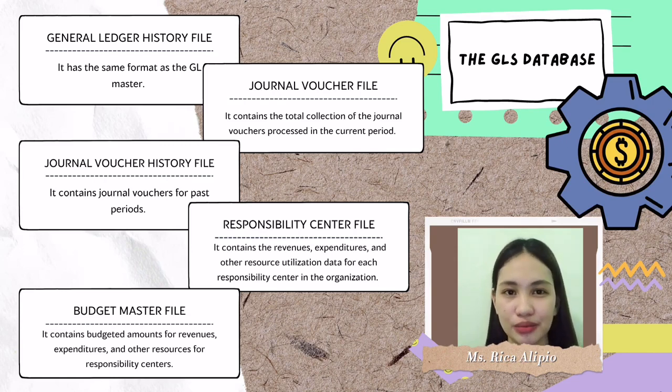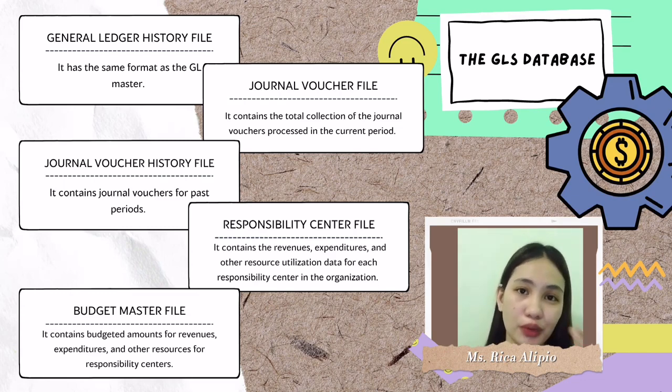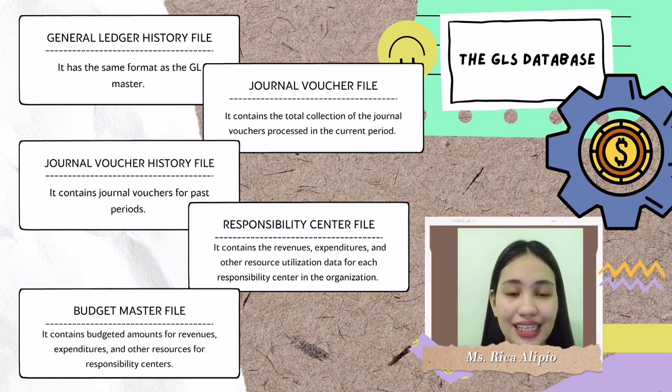Next file is the Responsibility Center file, which contains the revenues, expenditures, and other resource utilization data for each responsibility center in the organization. The management reporting system draws upon this data for input in the preparation of responsibility reports for management. And the last file is the Budget Master file. It contains budgeted amounts for revenues, expenditures, and other resources for responsibility center. This data, together with the Responsibility Center file, are the basis for responsibility accounting.